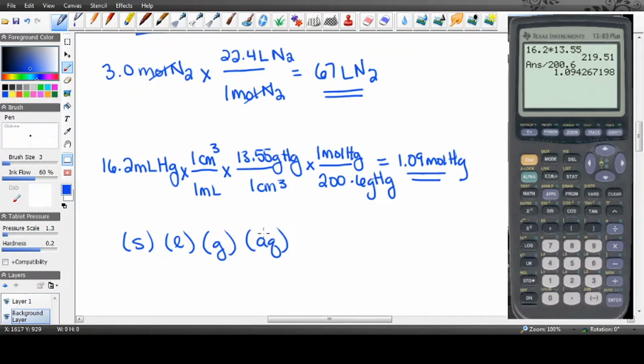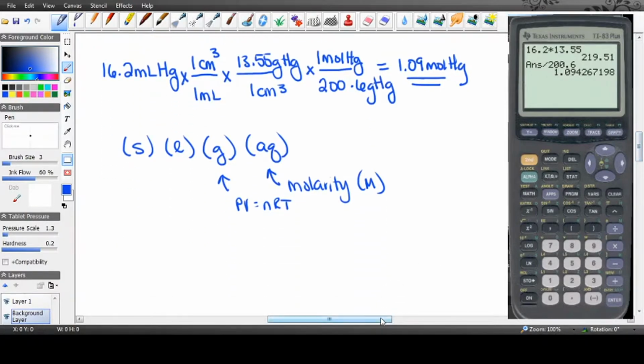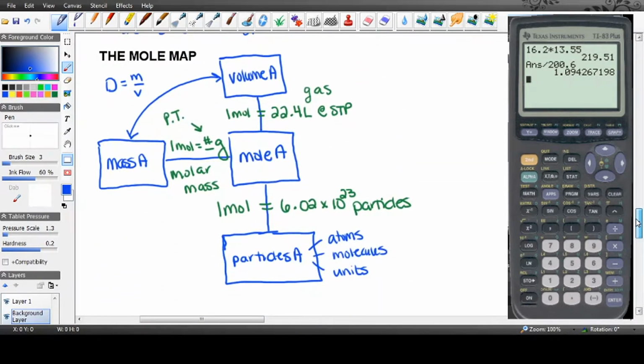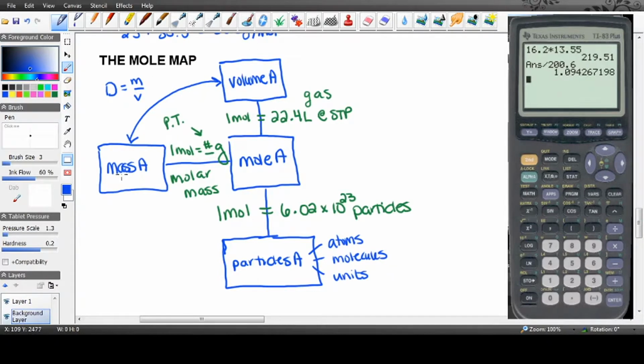In order to convert between volume of a solution and moles, we're going to have to use something called molarity. So molarity, which is a measure of concentration. So we're going to learn all about molarity, and we're going to learn all about the ideal gas law as additional conversion factors. But all you guys need to know for now is what we have here on our mole map. And you're going to use this map to help you figure out which conversion factors you need to use and in which order you need to use them in order to do whatever the conversion is asking you to do.